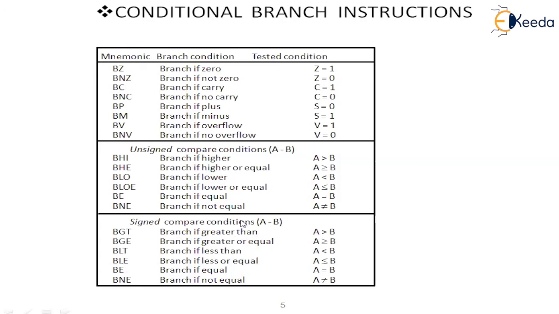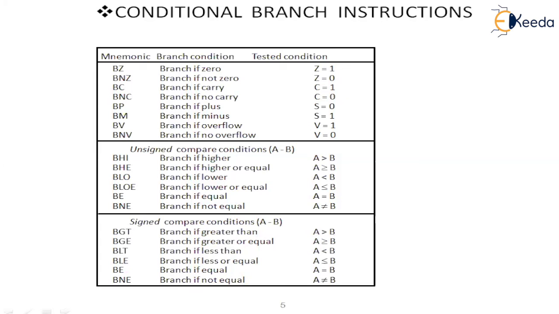Similarly, for signed comparison, there are branch if greater than or equal to, less than or equal to, equal, and not equal. These are signed comparisons. An unsigned comparison will be performed between two numbers that are unsigned. A and B, regardless of their signs, will be compared. But the signed comparison will be between two numbers which are signed.